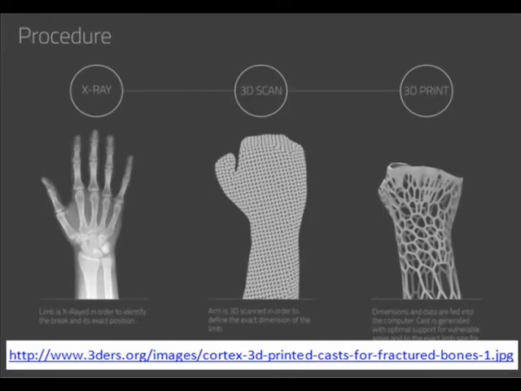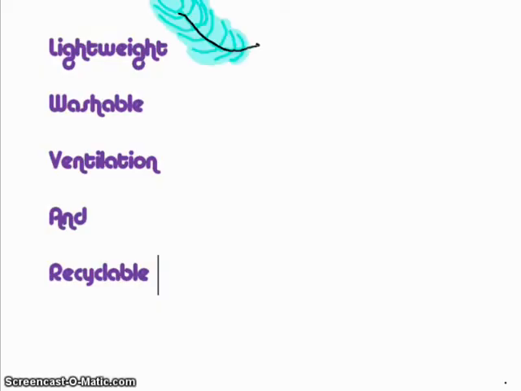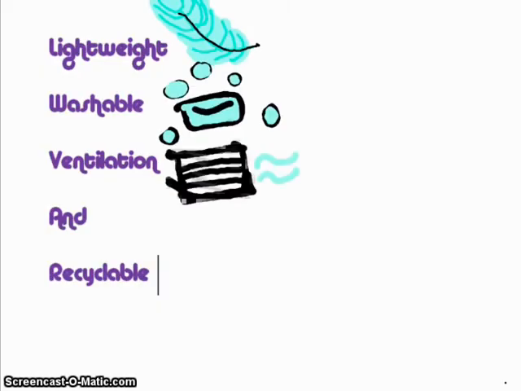A new form of casting, called 3D printing, was created by Jake Evill, who was all too familiar with this problem. Evill figured that there had to be a better solution to the plaster casting, so he created the Cortex cast. His new take on the plaster cast is a 3D printed brace that follows the contours of the arm. Even though it is still just a concept, his Cortex will be an injury-localized exoskeleton that is lightweight, washable, ventilated, and recyclable.